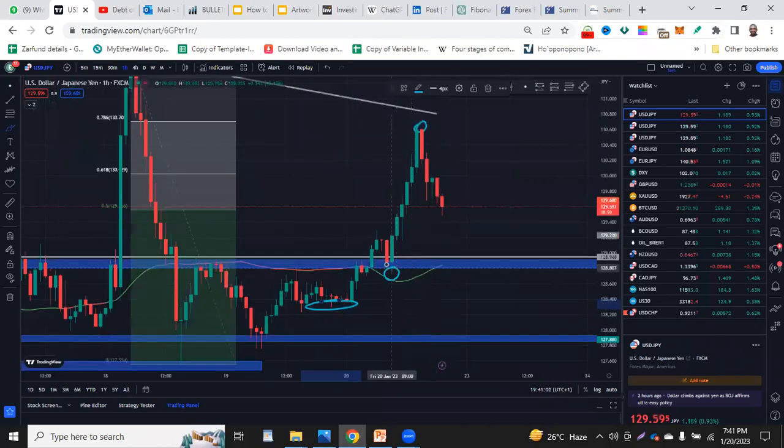So let's draw our Fibonacci. Let's take this point first. Let's take it from one level to another. We're going to take this level. This was a previous low, and this was a previous high. Okay, this was a previous low, this was a previous high. This is the current low, this is the current high.